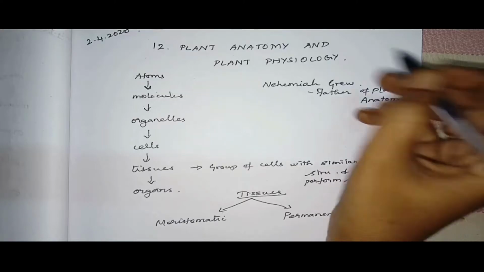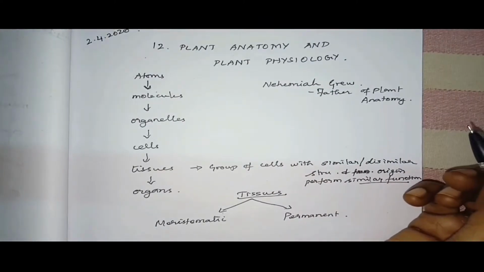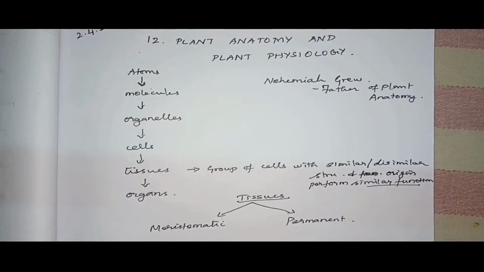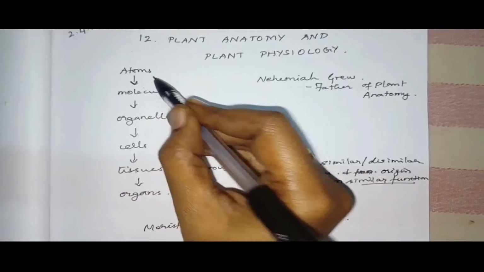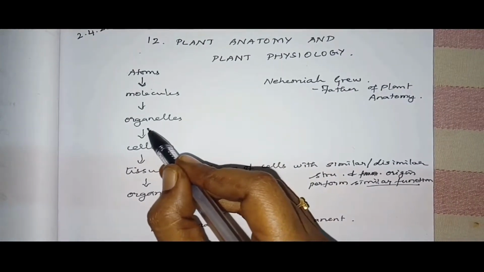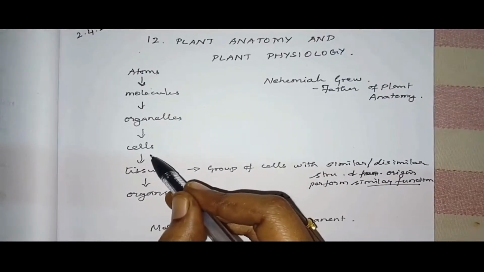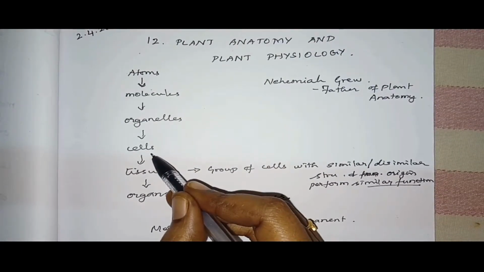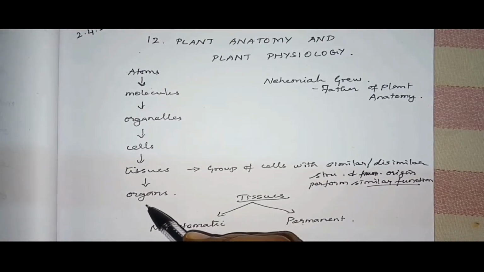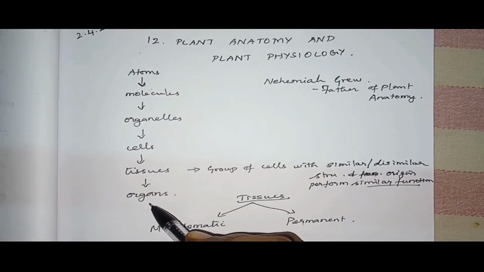how plants are organized. We have already learned different levels of organization. First, atoms are organized to form molecules. Molecules are organized to form organelles. Organelles are organized to form cells. Cells are organized to form tissue. Tissues group together to form the organ.